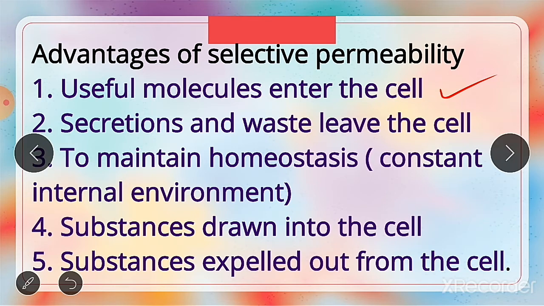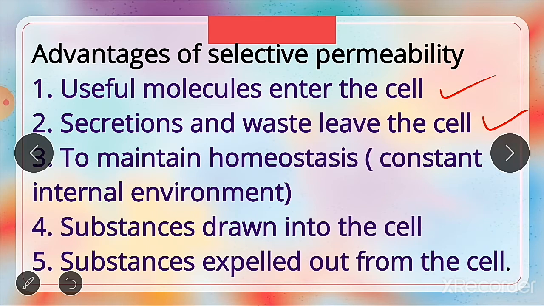Second, secretions and waste leave the cell. Whatever secretions and waste are there in the cell, waste in the sense the undigested food maybe, or the waste of all the metabolic activities, should be removed from the cell, and that is why it is allowed to exit from the cell. Third is to maintain homeostasis. Now what is homeostasis? It is the maintenance of the internal environment of the cell.